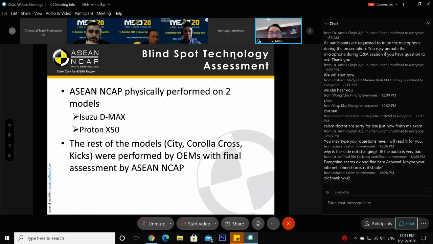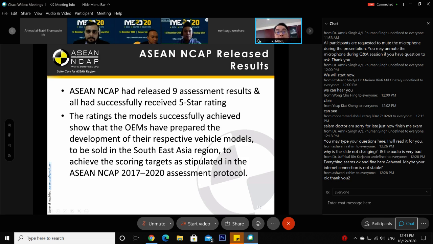Okay, and we have physically performed 2 models on this test, and the rest of the models were performed by OEMs. Because we carry over the results, some will also be tested by the OEMs themselves. Okay, we have released 9 assessment results and successfully received 5-star ratings. The ratings the models achieved show that OEMs have prepared the development for their respective models to be sold in the region to achieve the scoring of the protocols.